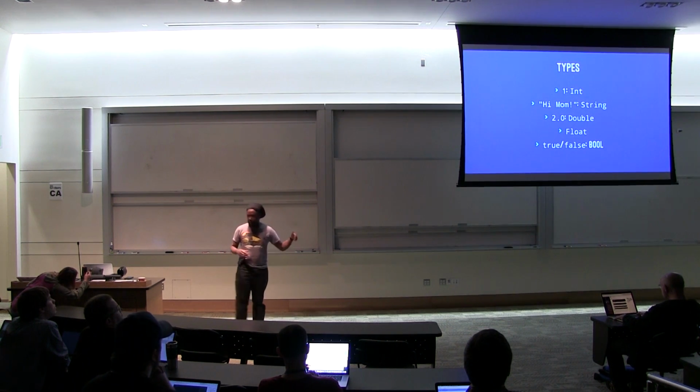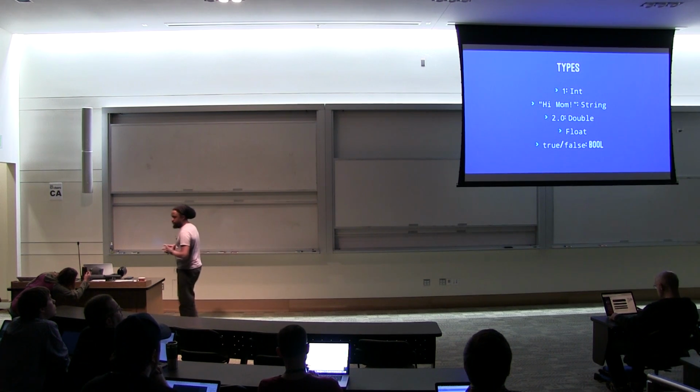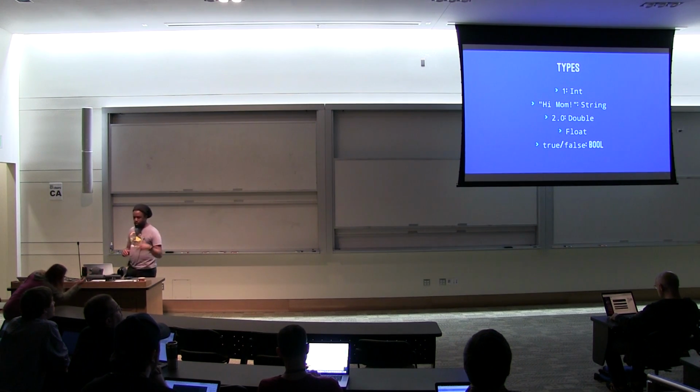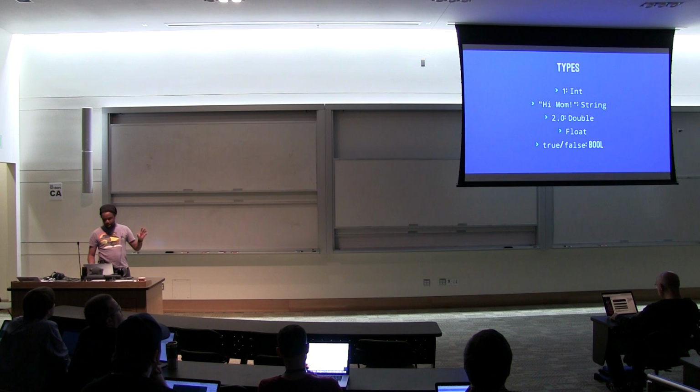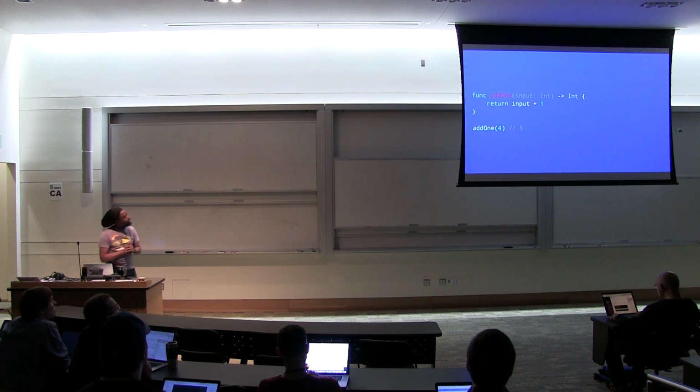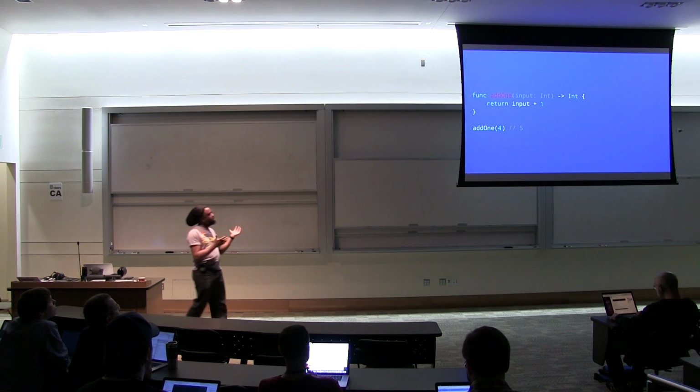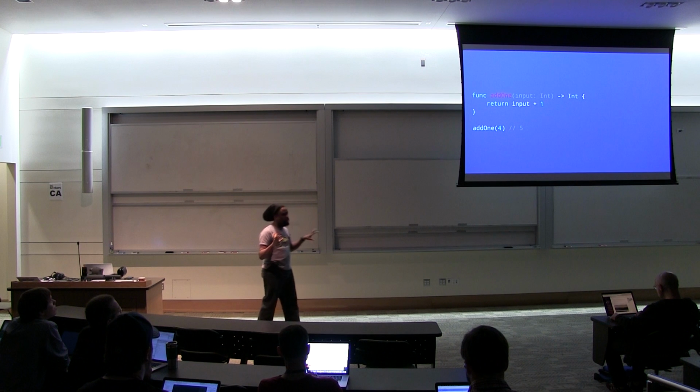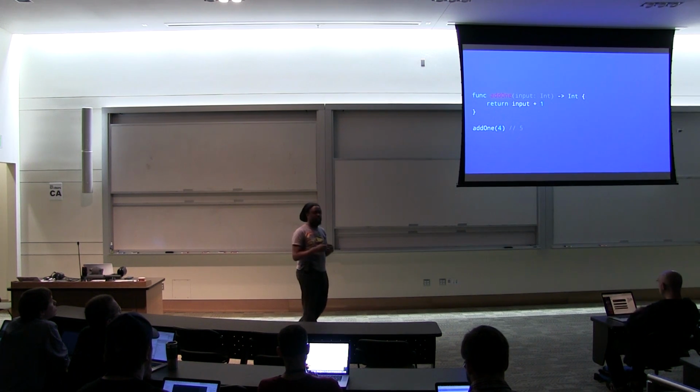But if you look, we have integers, we have strings, we have doubles, we have floats, true, false, plenty of other types. But you can see there, the syntax that I'm using is sort of close, but sort of reversed. If we look at just a function, this function adds 1 to a given integer.